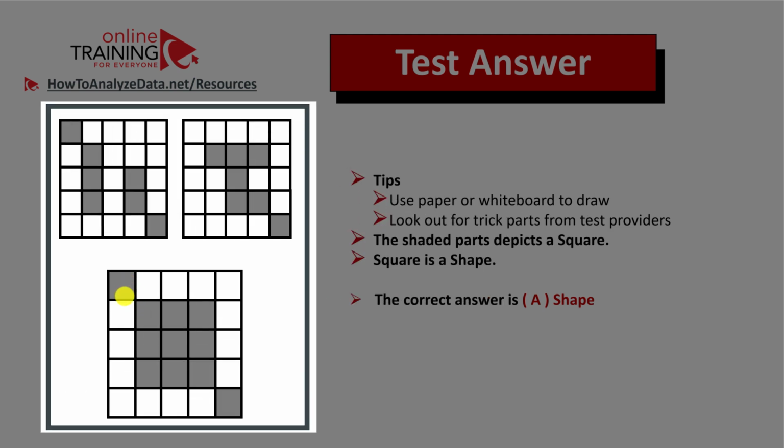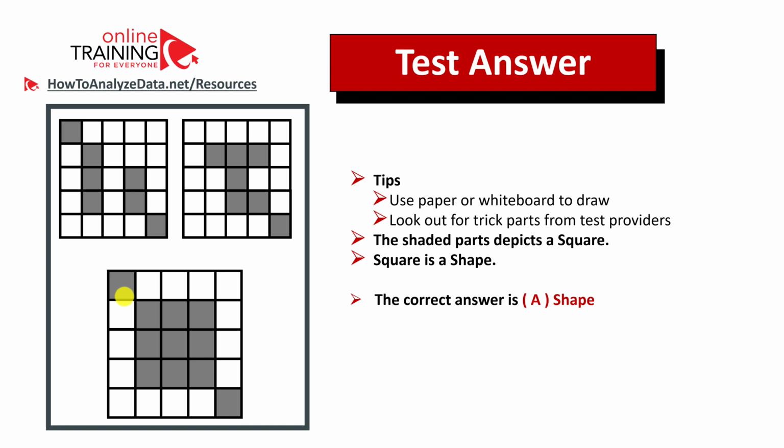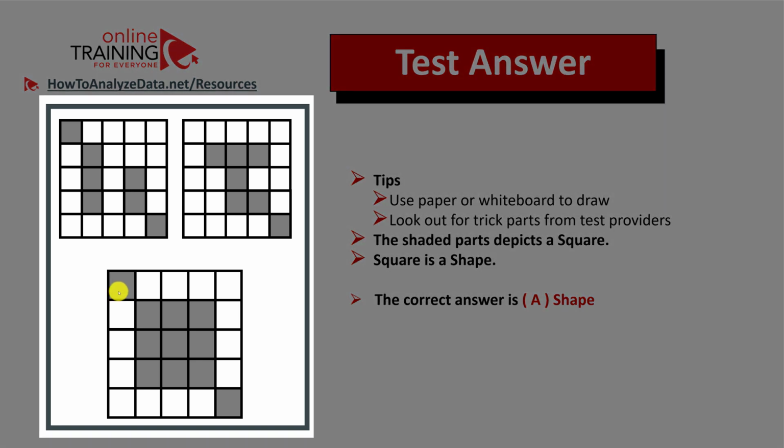This is necessary because our brain, at least mine, is not very well designed to visualize particular figures. So maybe you are different, or maybe you know better solutions. In this case, if you have the ability to visualize, you're very lucky, because most people don't have this ability. They should be using paper or whiteboard to get to the answer. Another tip here is to look out for trick parts that might be included in the final shape upon merging, and they're created by test providers to confuse you.